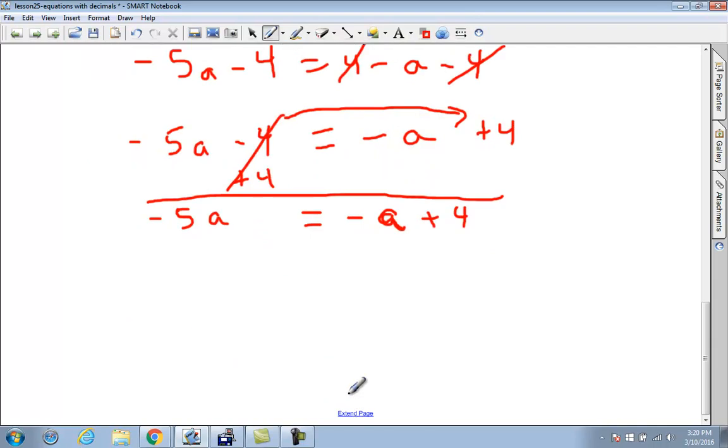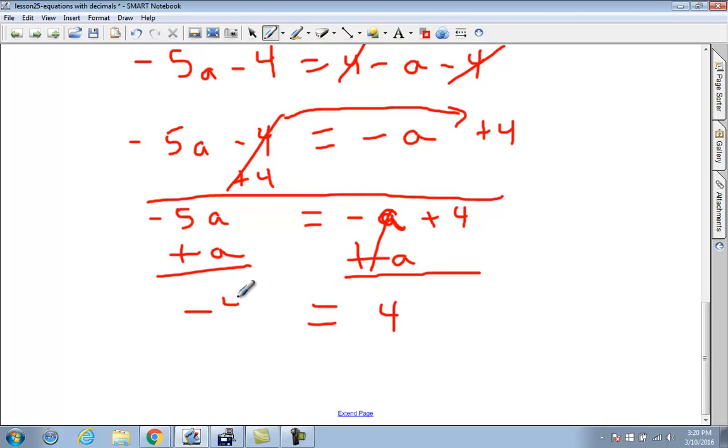That's an a. I want to get my letters on the left, so I'm going to add a. Now on this side of the scale I have just 4. -5a plus a makes -4a. And then divide both sides by the coefficient. And voila! 4 divided by -4 is -1.